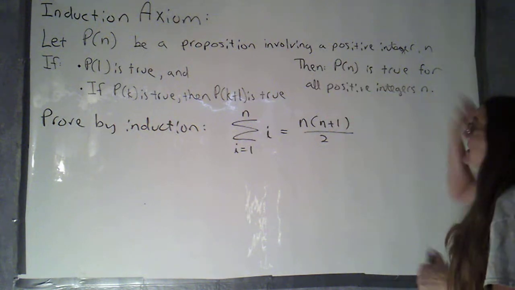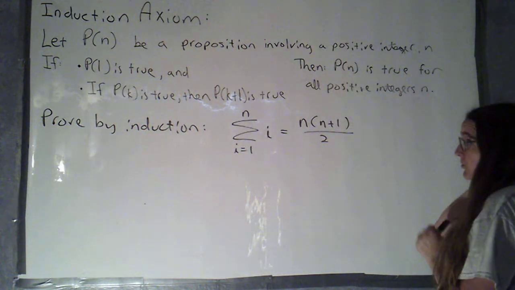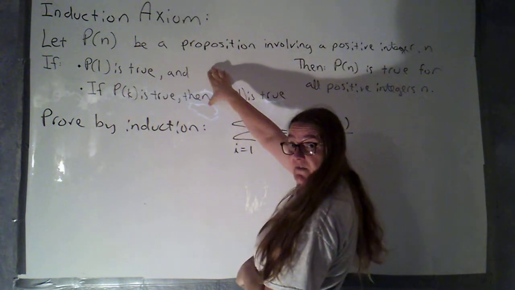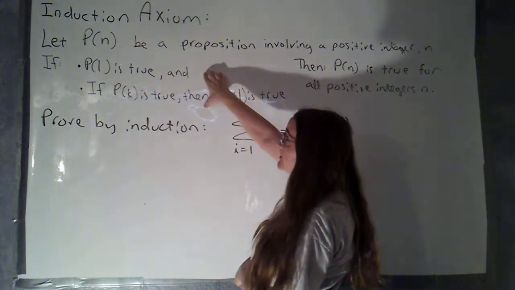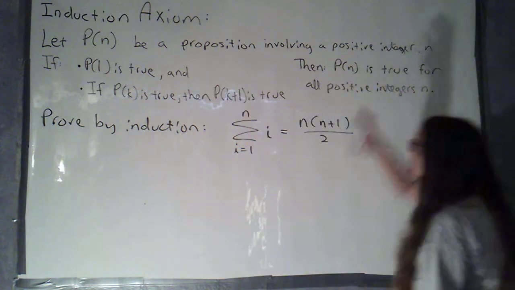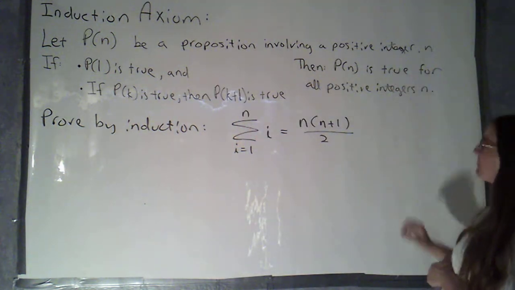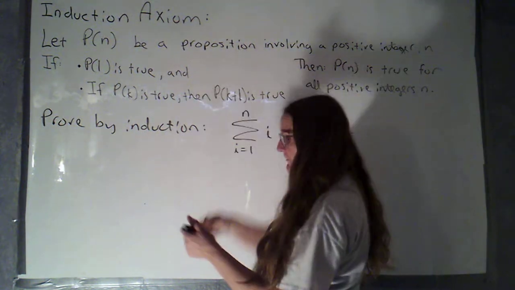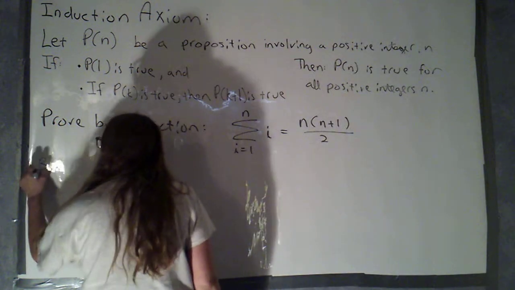And I know that the induction axiom is true. So what I need to do is establish that these two hypotheses are true. Once I establish that these two things are true, I get to conclude that my formula is true for all values of n. So I'm going to start with this first one. We call that the base case.